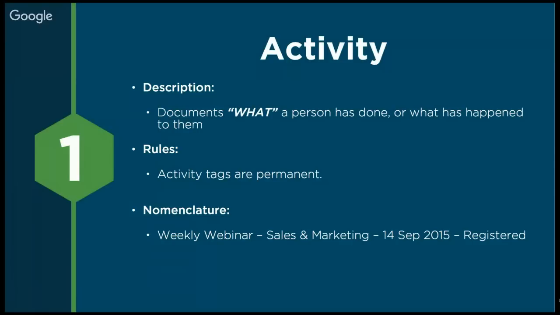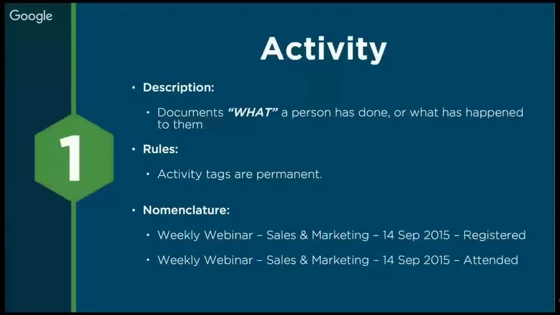So weekly webinar is the first thing, the most broad. Sales and marketing might be the topic, and I might do that sales and marketing webinar every few months. So I'll have one for the 14th of September in 2015, then I might have another one in February of 2016, etc. And then I've got registered, which is the actual action or activity that the contact took. And then I've got another one for the same webinar, but attended, right? And then I might have another one for did not attend. And I might have one for other types of things.